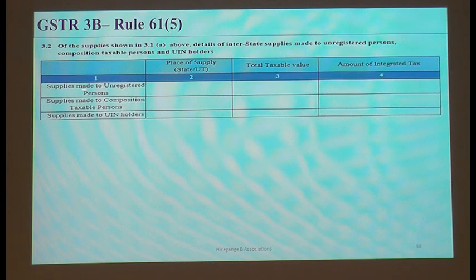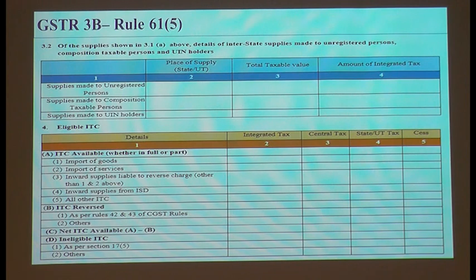So if you see supplies made to unregistered person and place of supply is more than one state, that means 2 rows will come into the picture there itself, and I have to give the total taxable value for that. And what is the amount of integrated tax? Clear? 3.1a was sufficient for us to give a lot of trouble, but this table is increasing your efforts.